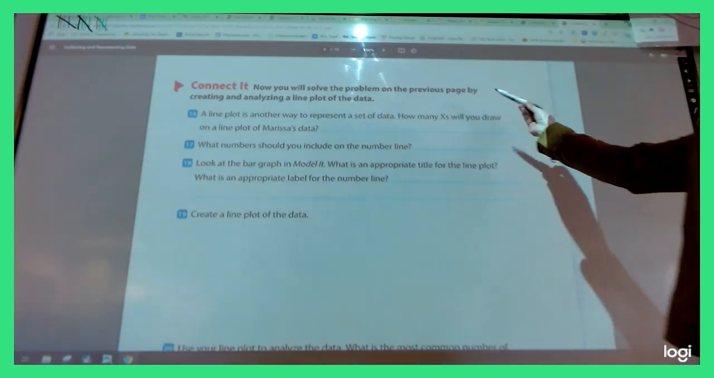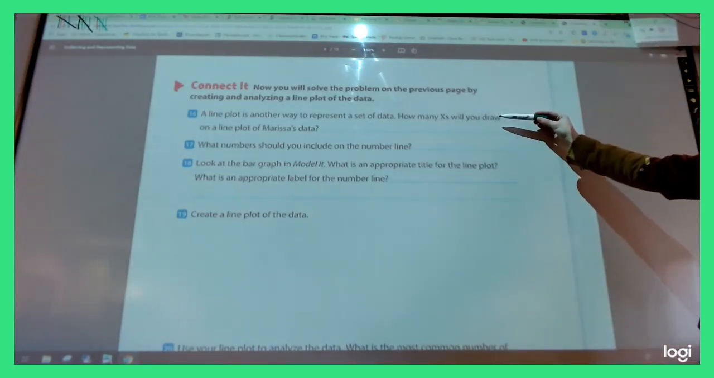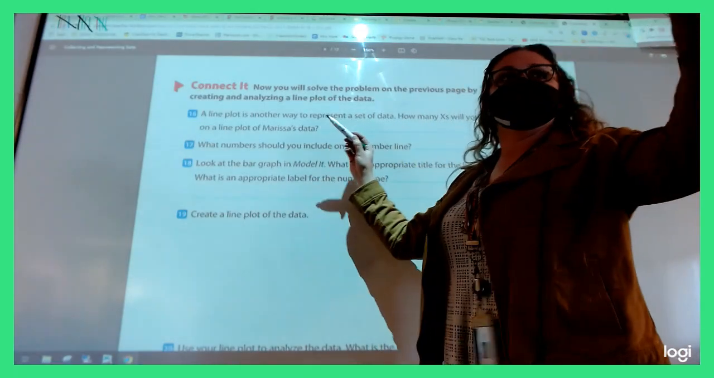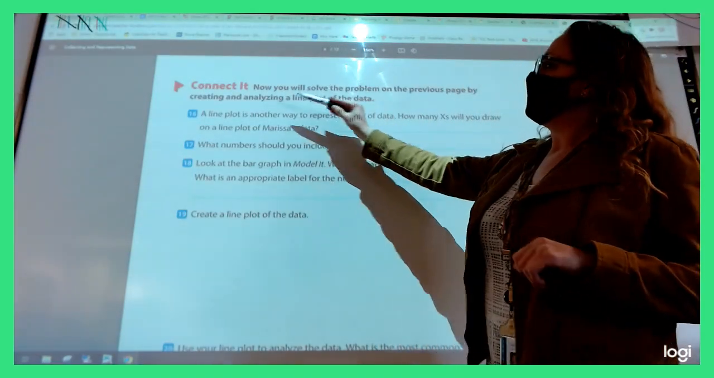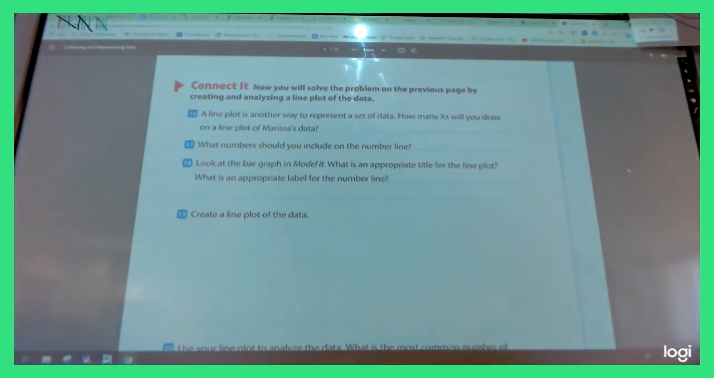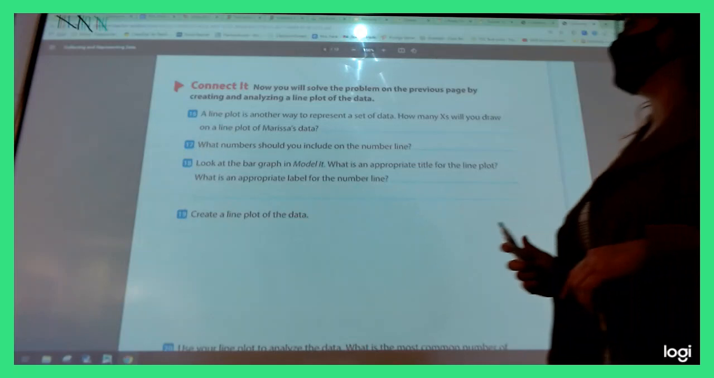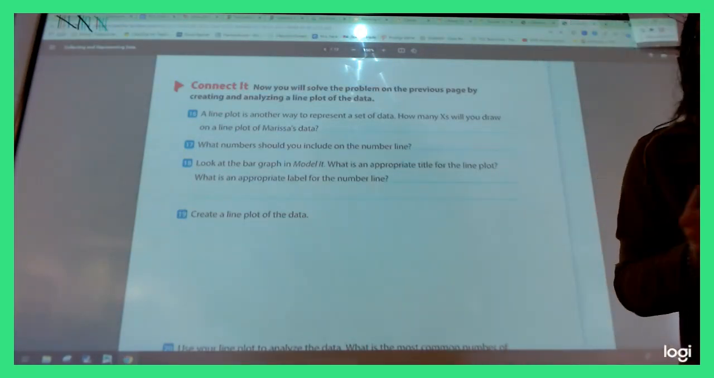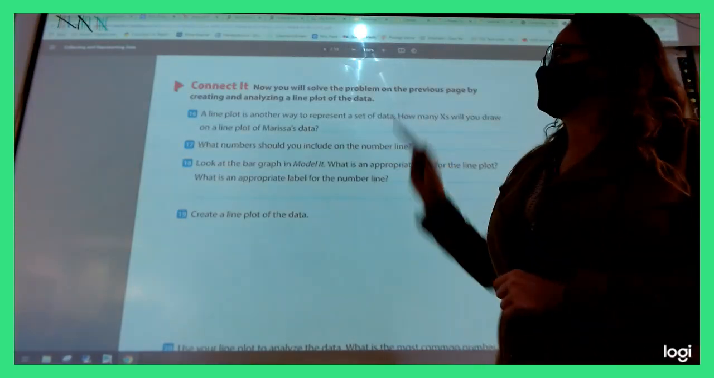So first of all, I need someone to read. I'll read Connect It, and then I'll have someone read number 16. Abby, you're going to read 16 when I'm done at the top. Connect It. Now you will solve the problem on the previous page by creating and analyzing a line plot of the data. Analyzing just means you're looking at it and making sense of it, okay? So number 16, go for it, Abby.